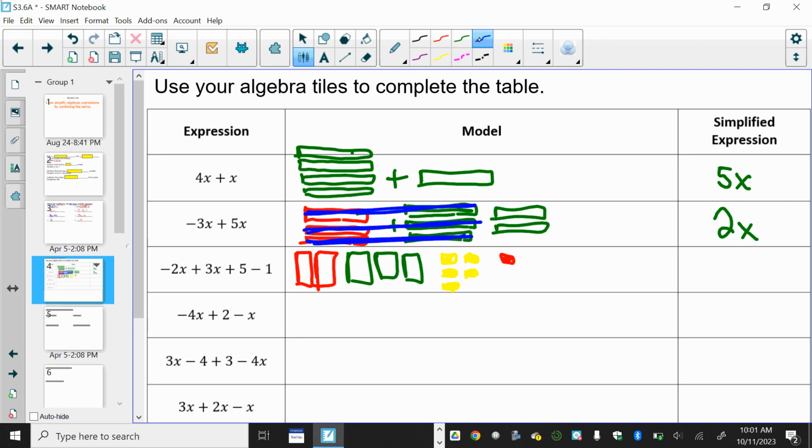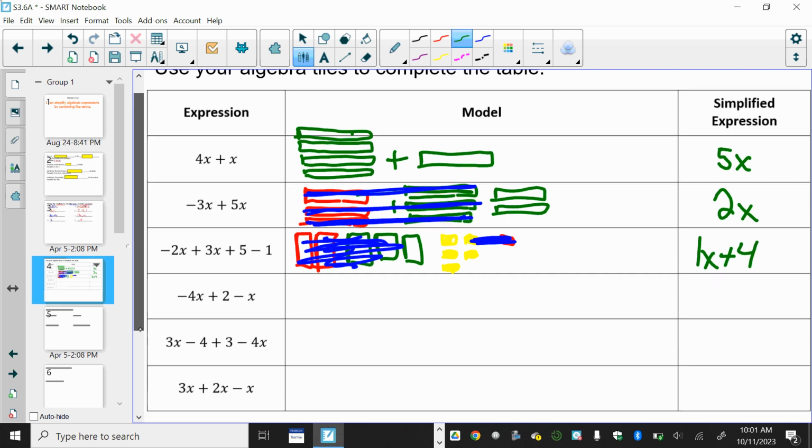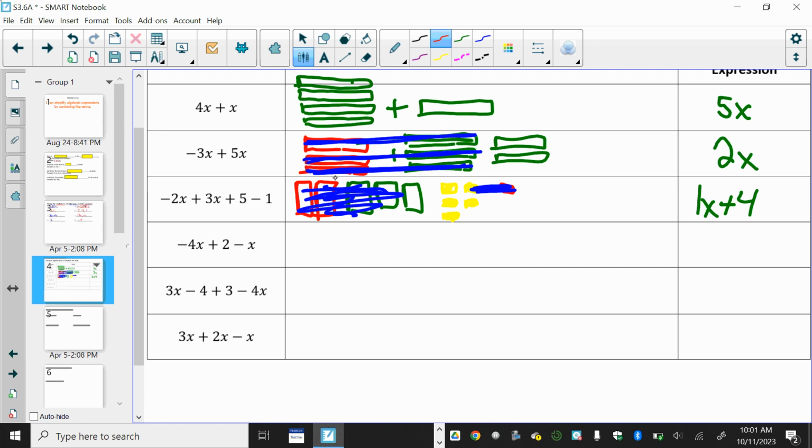So we're going to cross them out. So we have these two, and we have these two, and we have these two. So we're going to have left, we're going to have 1x. I'm going to write it in green because it's plus 4. Alright, keep going.